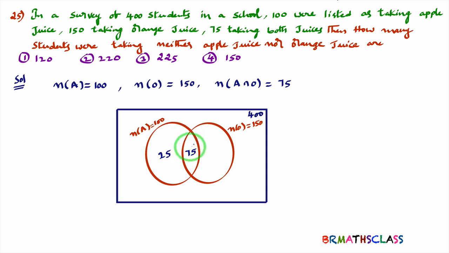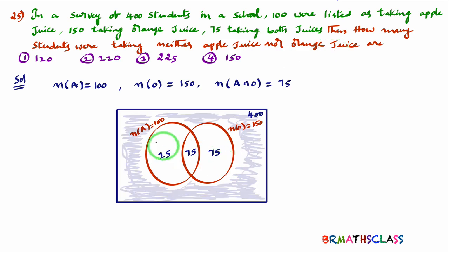Please try to understand. So now it comes to orange juice. The number of students who are taking orange juice is given as 150. As both 75 is there, this full circle is 150. In this part is 75. So this part is what? This part is 75. I hope you are understanding. How many students were taking neither apple juice nor orange juice? That means you observe the shaded part in this box. Other than these two circles, whatever this shaded part is, those students are neither taking apple juice nor orange juice. Please try to understand.